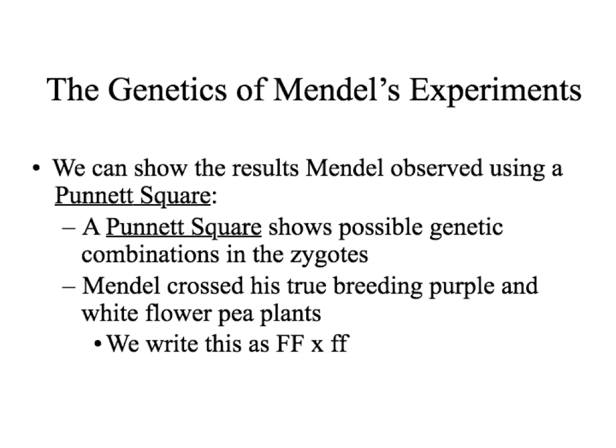So what we've also discovered is that we can show these observed results using a Punnett square. And a Punnett square shows all the possible genetic combinations of the zygotes, of the babies. Okay, so if we take a look here, Mendel crosses true breeding purple and white flower plants. We write this as a purple homozygous dominant, capital F capital F, crossing with a homozygous recessive, a white, and that would be a lowercase f and a lowercase f.